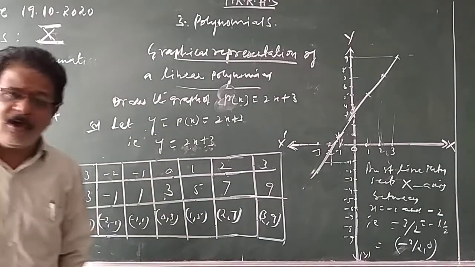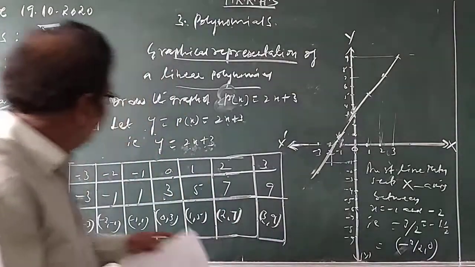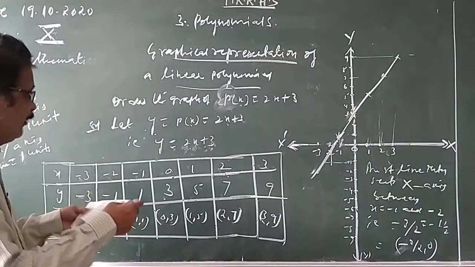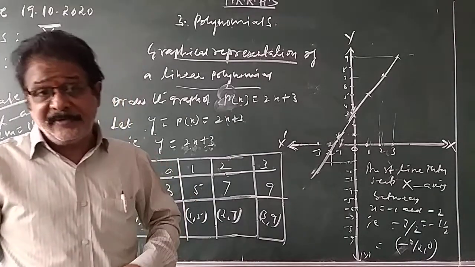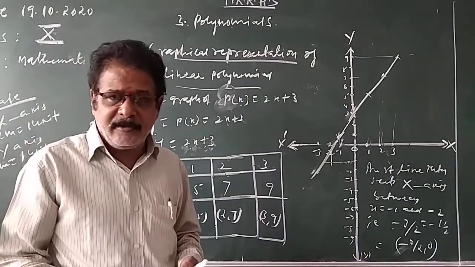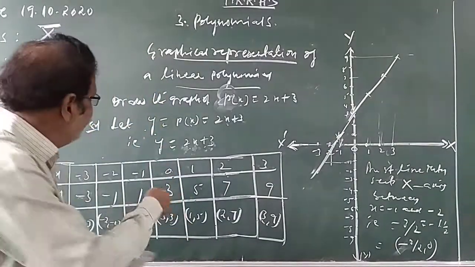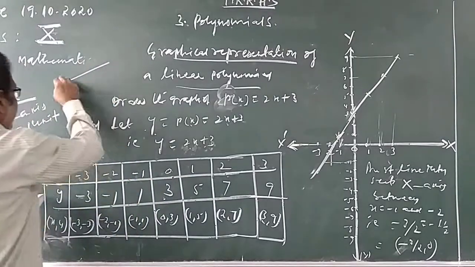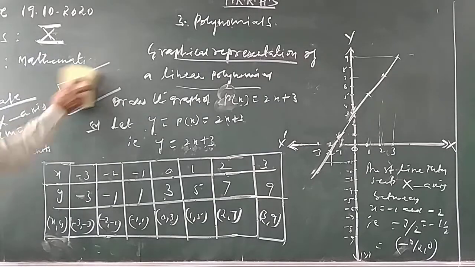This question you have already learned in the 9th class. I hope you understood. Draw graphs of these models. In the next class we will discuss the graphical representation of quadratic polynomials. For homework, draw the graphs as an assignment.